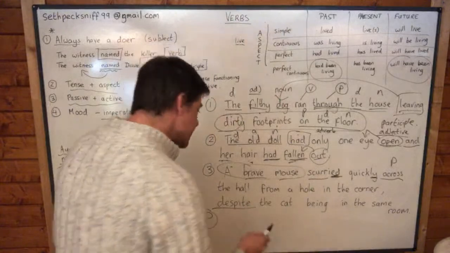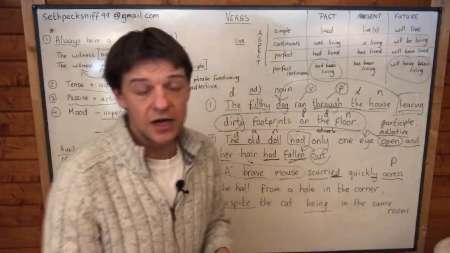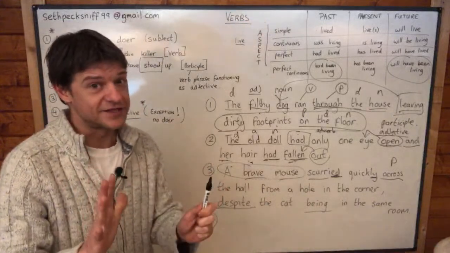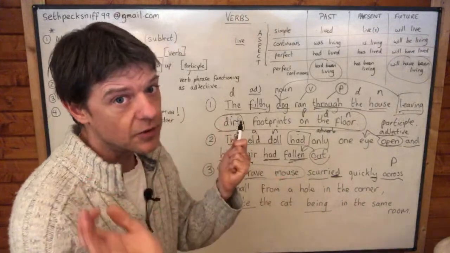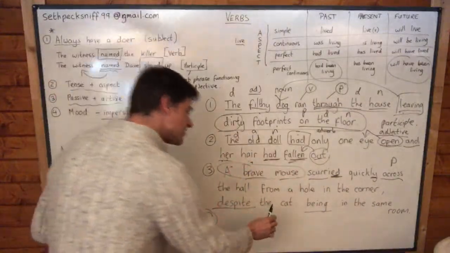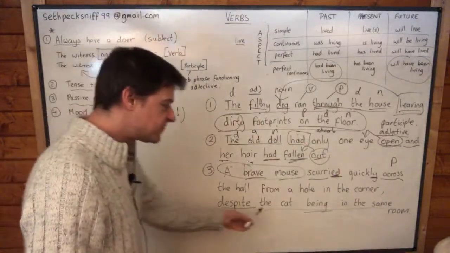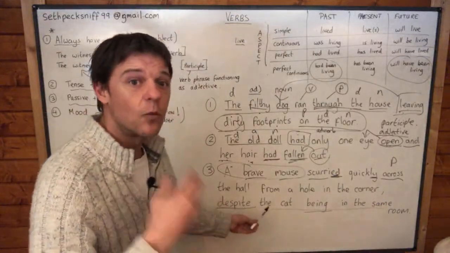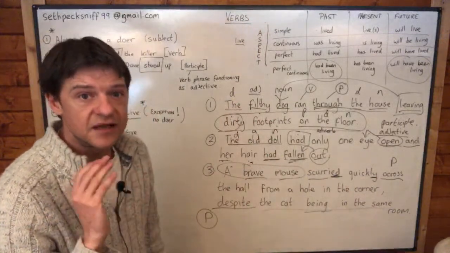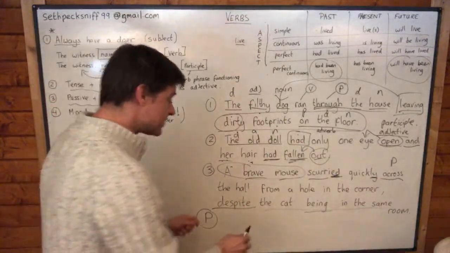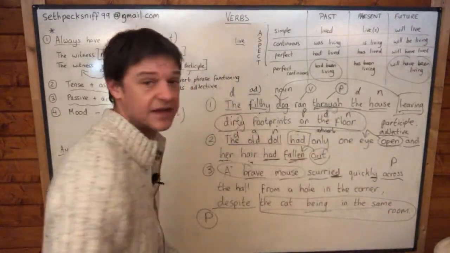I think it's tricky because of this word being. I think it looks a little bit like a conjunction here, although I'm well aware that it's not a conjunction. Despite is always followed by a noun and not by a clause, but I could understand how a youngster might think that that's a clause. For it to be a clause, it would have to be the cat was in the same room, but the cat being in the same room is just a phrase, and actually this whole part is just a noun phrase, the cat being in the same room.